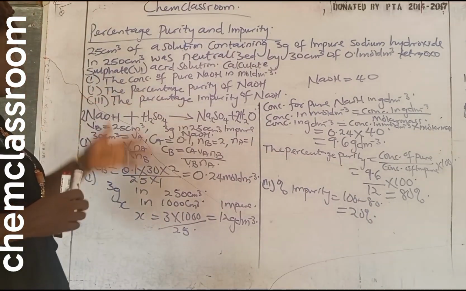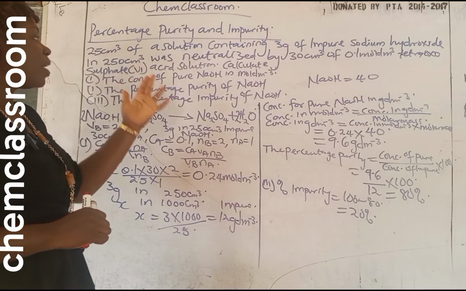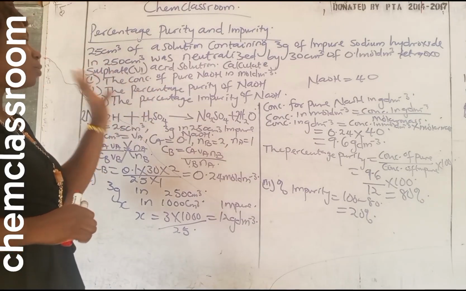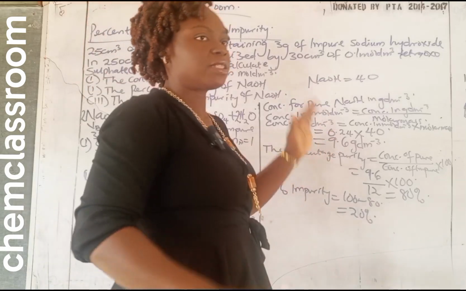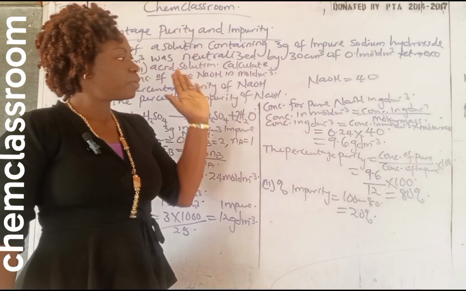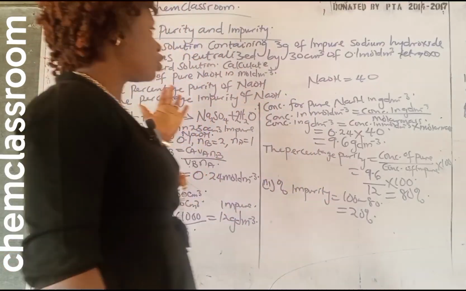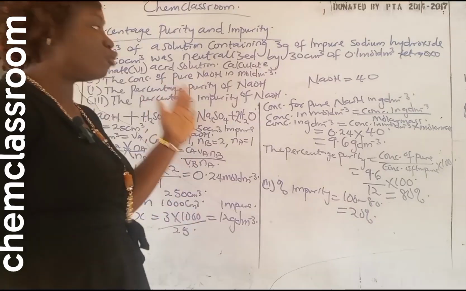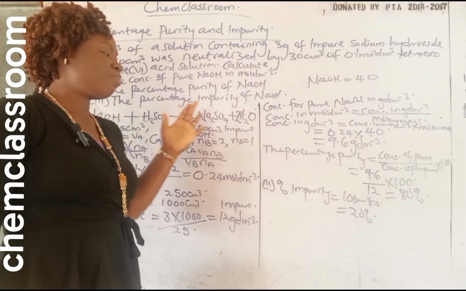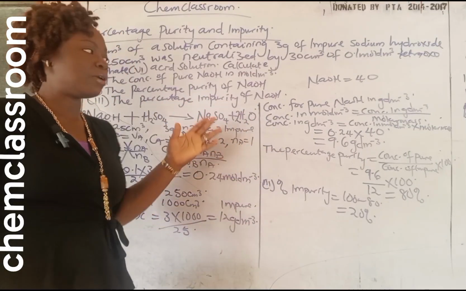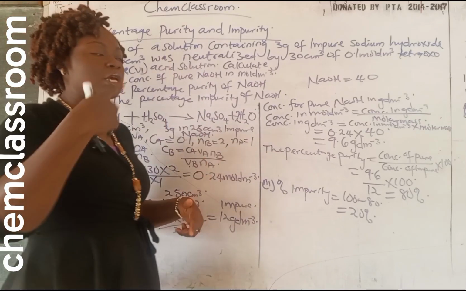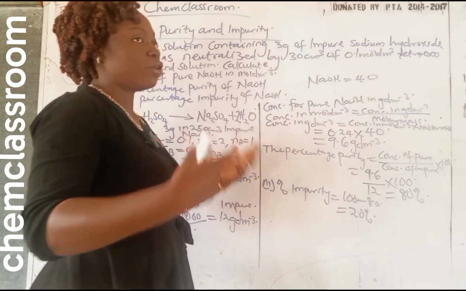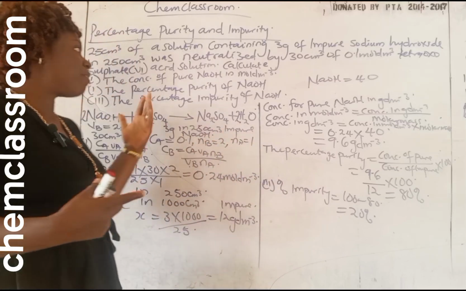We have been able to calculate the concentration in mole per dm cube for the NaOH, the percentage purity, and the percentage impurity. So please just follow me gently. Go through the past videos if you don't understand certain things that we have done here today, and I'm very, very sure that you will have a better understanding. So please solve more questions under acid-base titration, under your volumetric analysis, and you will have a better understanding.